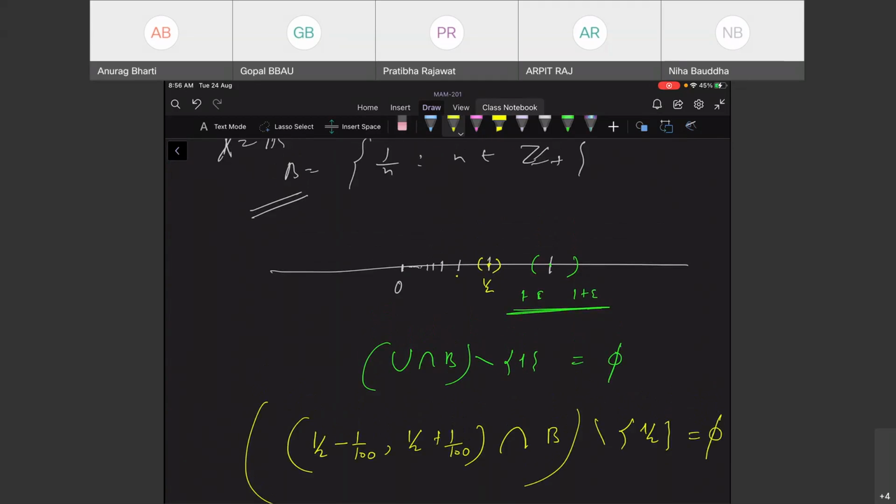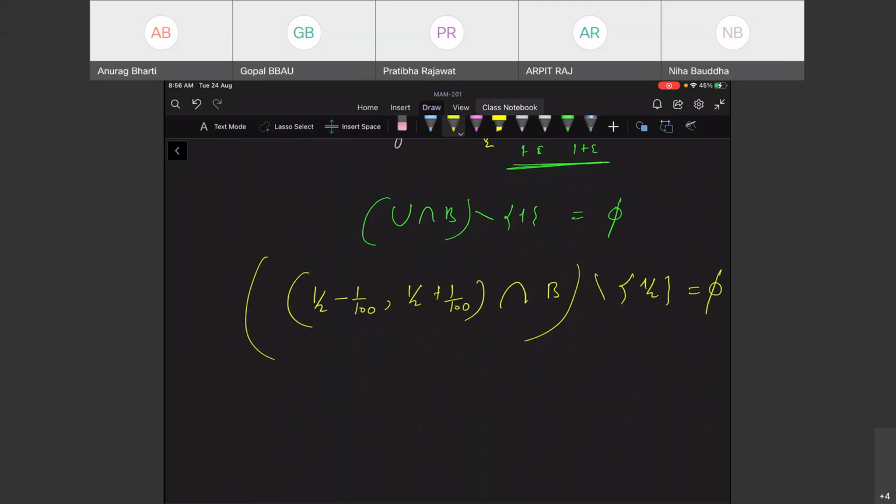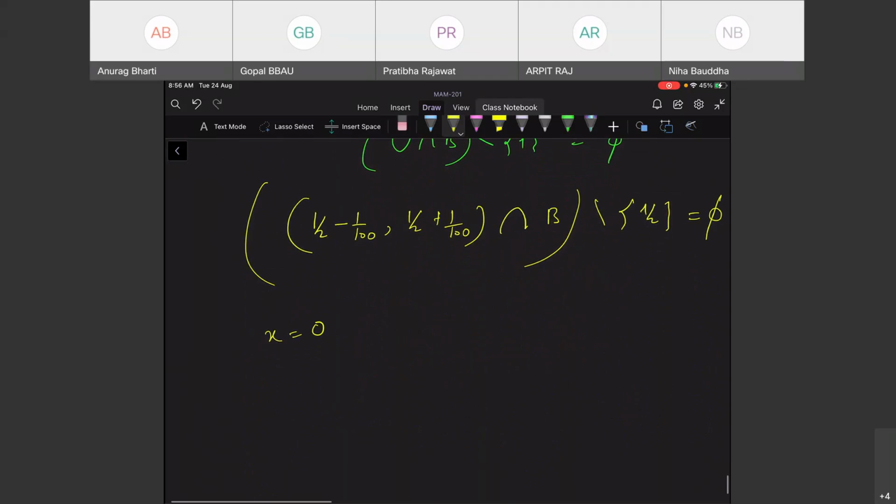Similarly, for 1 by 3, take a smaller neighborhood. For 1 by 4, 1 by 5, for every other 1 by n, we will get a smaller neighborhood such that this is true. But what about x equal to 0? Any neighborhood of 0 is of this form: x minus epsilon, x plus epsilon, where epsilon is positive.